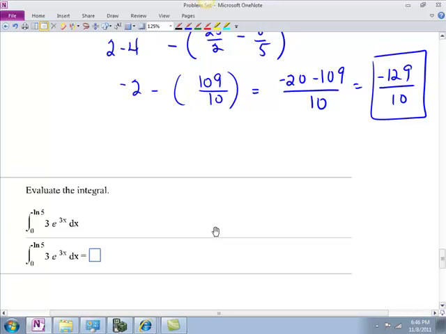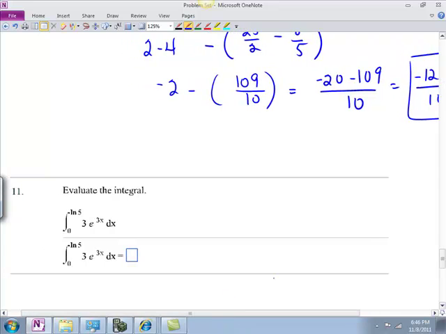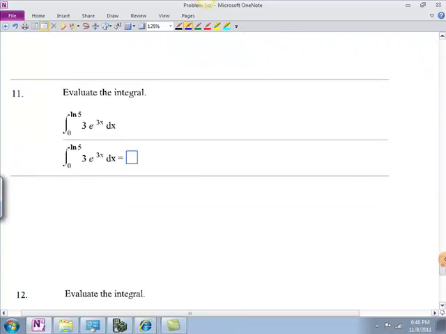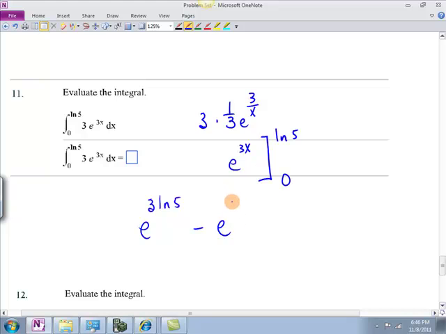If you look at my notes, you're going to see it differently anyway. But we'll look at it this way. All right. So if we did that, that integral is going to be 3 times 1/3 e to the 3x. Okay? And what we found that just becomes e to the 3x evaluated ln 5 and 0. Okay? So we've got e to the 3 ln 5 minus e to the 0.